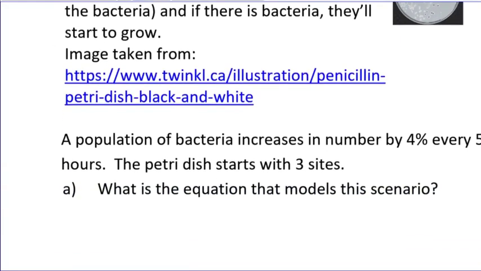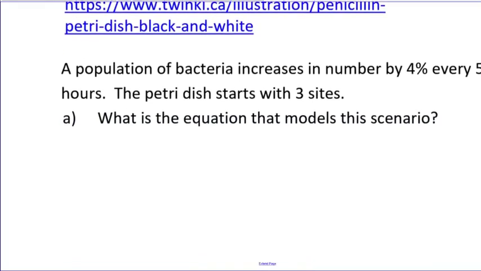So a population of bacteria, or any kind of population, I'm going to use bacteria in this case, increases in number by 4% every 5 hours. So this is a difference between the original question that we did on the previous slide and this one. In the previous slide, it was every year. Now we're looking at every 5 hours. Now the time unit does matter in the context of the question, but it doesn't matter in the context of the equation.